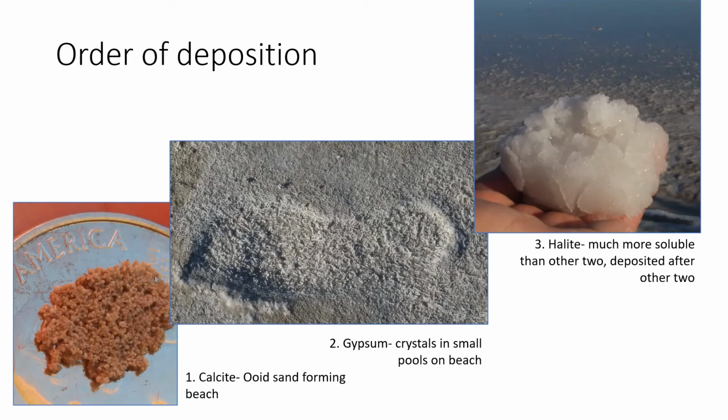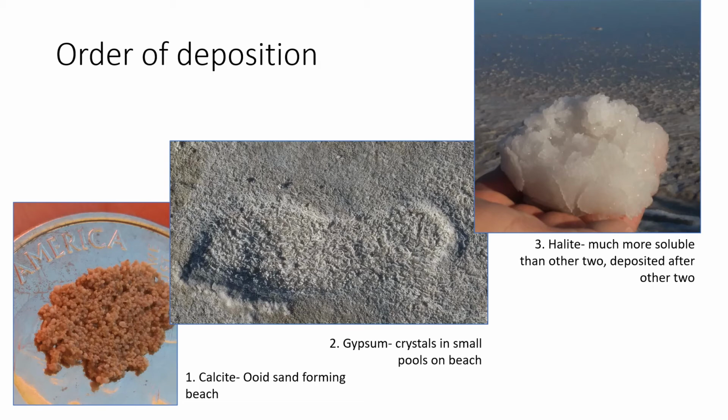So we see that the order of precipitation is first calcite. The calcite forms the ooids that form the beaches. In some of the smaller pools on the beach, you may get gypsum being deposited, which is the second of the main evaporite minerals to be deposited.